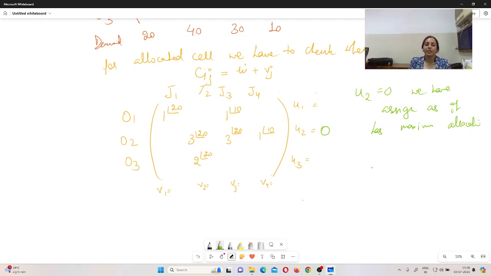Now, what we have to check is Cij. So, what are this row and column? If I'm talking about this one, 1 and 1, O1 and J1, I can write C11 is equal to U1, that is the row 1, and the column 1, Ui plus Vj, right? Now, the C11 value is 1 as per the given cost. The U1 value we don't know. We don't know the value of V1 either, so we just write it as U1 and V1.